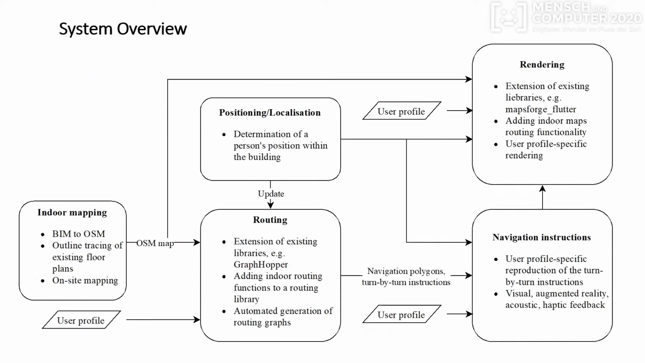Technical overview. Our current use case is an app to navigate around inside the new University Library of TU Chemnitz. Here you see the main components of our project: indoor mapping, localization, routing, rendering, and navigation instructions.